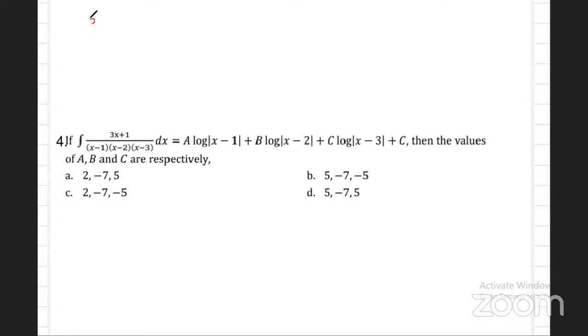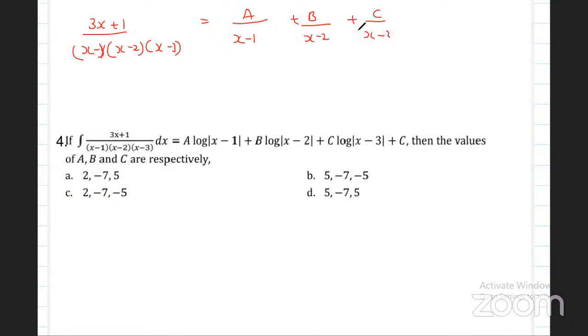How do you write it? You'll get 3x plus 1 divided by x minus 1, times x minus 2, times x minus 3. This entire thing can be written as a divided by x minus 1, plus b divided by x minus 2, plus c divided by x minus 3.